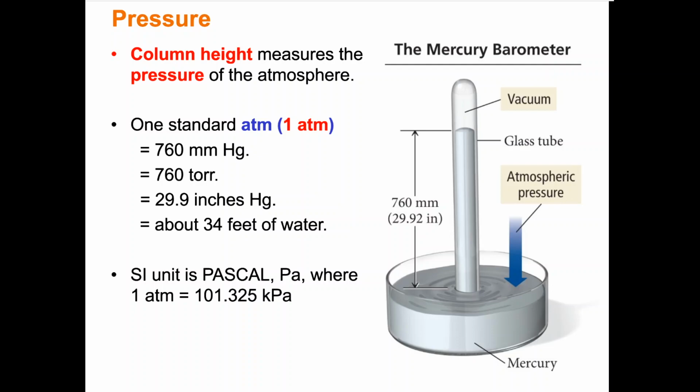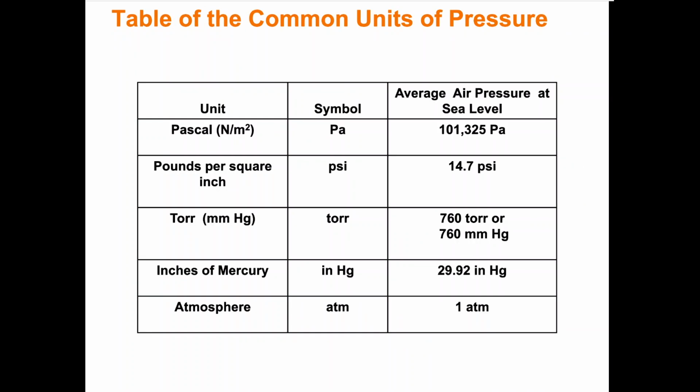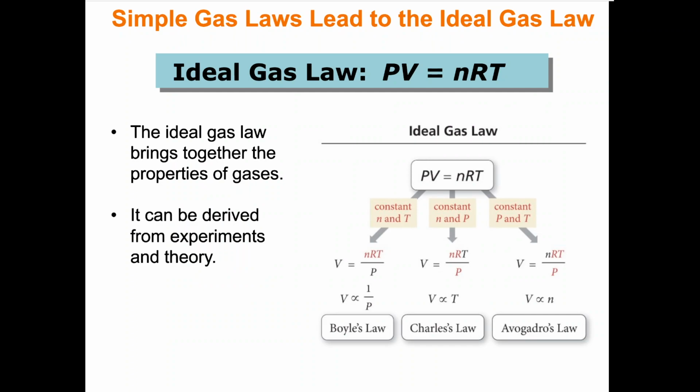But do make sure you know how to go from atmospheres to millimeters of mercury to torr, which are equal, so it's pretty easy. 1 atmosphere is equal to 760 torr, which is also equal to 760 millimeters of mercury. And make sure you can convert to pascals. 1 atm is 101.325 kilopascals. So no, it's not just pascals, it's kilopascals. Just make sure you can change between those units. You don't have to worry about how a barometer works, but make sure you can convert between the units.